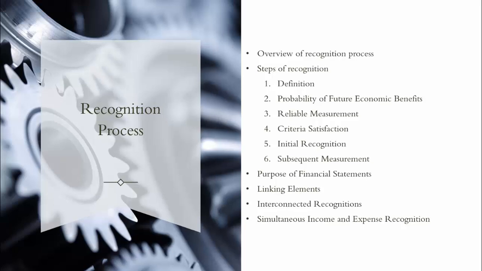6. Subsequent measurement. Update the item's value in future financial statements. Example, over time, adjust the item's value as needed. For example, reduce the value of a piece of equipment as it gets older, depreciation, or adjust the value of inventory if it loses value. By following these steps, you can ensure that your financial statements are accurate and provide useful information for decision-making.